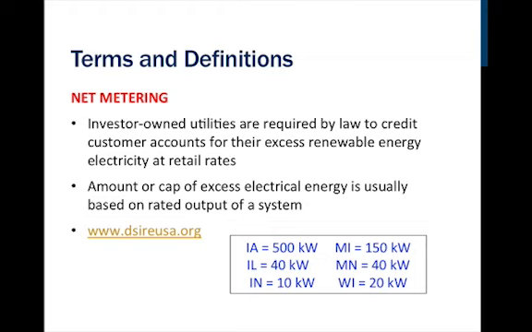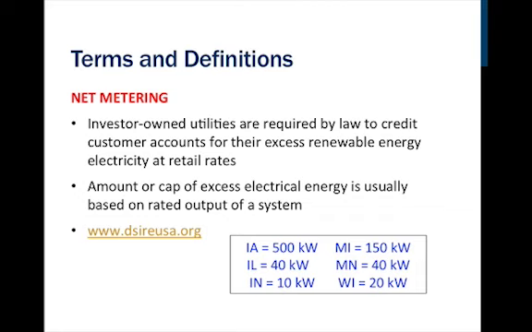So we're going to buy electricity at retail rates, 12.5 cents, and then we're going to store our electricity at wholesale rates, which are, I think, around 3.2 cents per kilowatt hour. So it's to our advantage to stay at or below the cap. And other states have other criteria. Minnesota is 40 kilowatts, Michigan is 150 kilowatts, Indiana 10 kilowatts, Illinois 40 kilowatts, and Iowa 500 kilowatts.